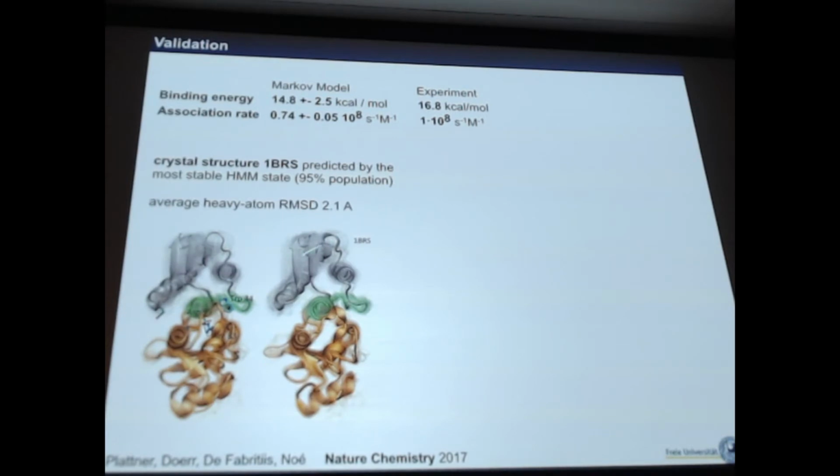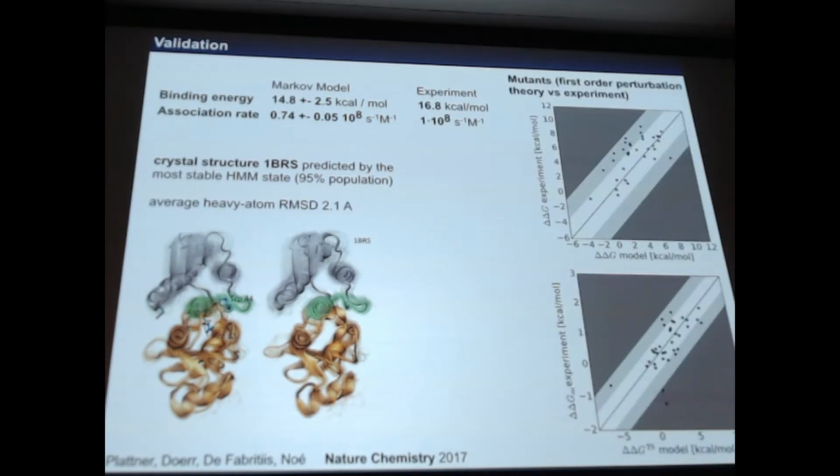What else do we get? We find that the most stable metastable state, most stable Markov state corresponds to the crystal structure. So this is the actual crystal structure drawn in a density of the simulated metastable state. So that seems to fit really, really well. And we also did some free energy perturbation calculations to compute the changes in binding energy and the changes in binding rate if you do alanine mutations, and that could be compared to experimental data.